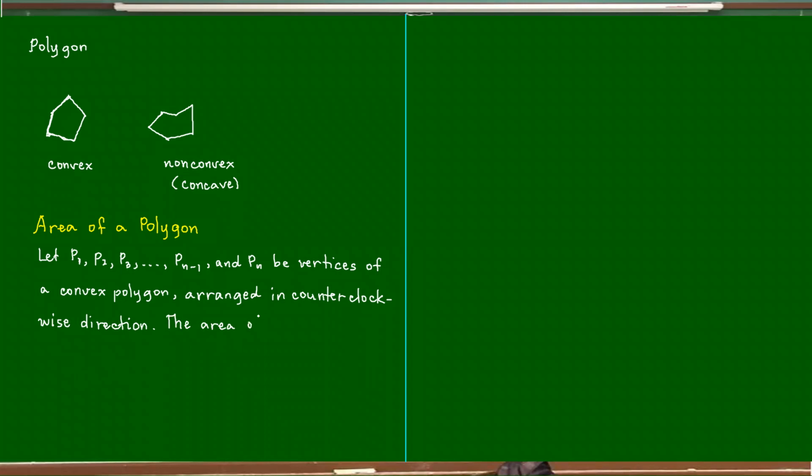The area of the polygon is given by, as long as convex polygon. The area of the polygon is given by this formula. Area of a polygon of n vertices is equal to 1/2 of this array of numbers, no?